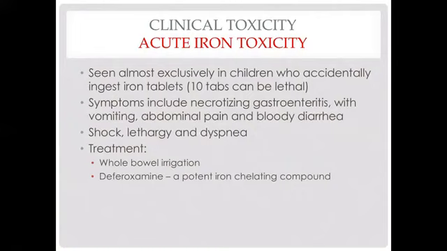Symptoms include necrotizing gastroenteritis with vomiting, abdominal pain, and bloody diarrhea. In some situations, there could also be shock, lethargy, and dyspnea. Treatment is done through whole bowel irrigation to flush out unabsorbed iron. Second, we have deferoxamine, which is a potent chelating agent. Note, class, that activated charcoal is not effective here because it doesn't bind to iron.